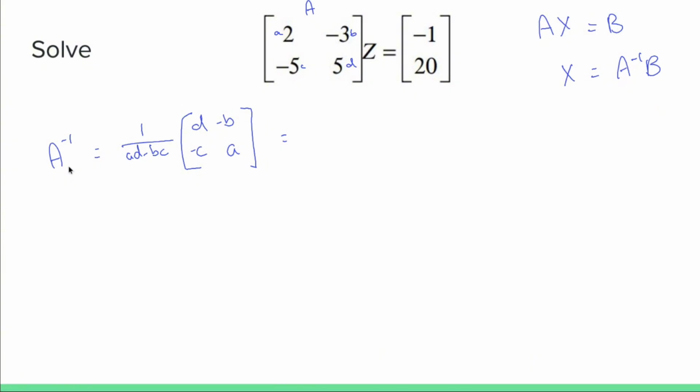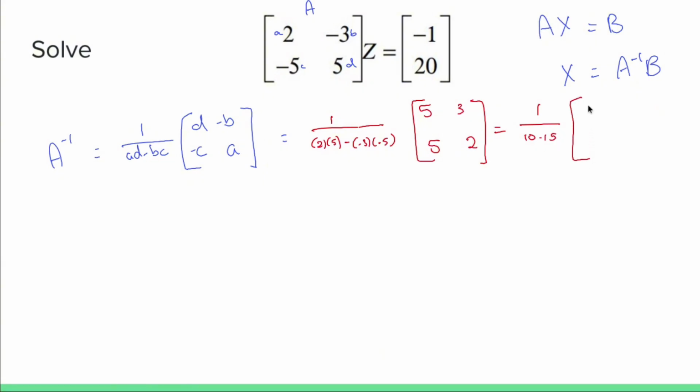Do all that. So the inverse of A is going to be 1 over 2 times 5 minus negative 3 times negative 5, like so, times the matrix, 5 and 2 flip-flop, crisscross. You become positive, you become negative, positive, just joking, positive again. All right, so let's figure this out. 1 over 10 minus 15. Ugh, that's not going to be fun. 5, 3, 5, 2.